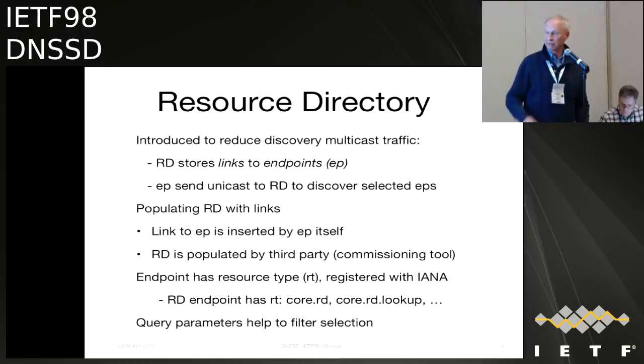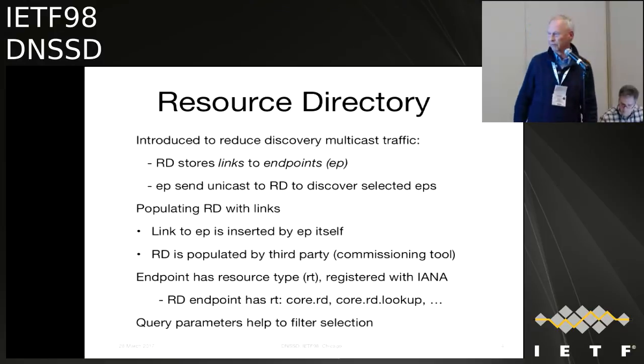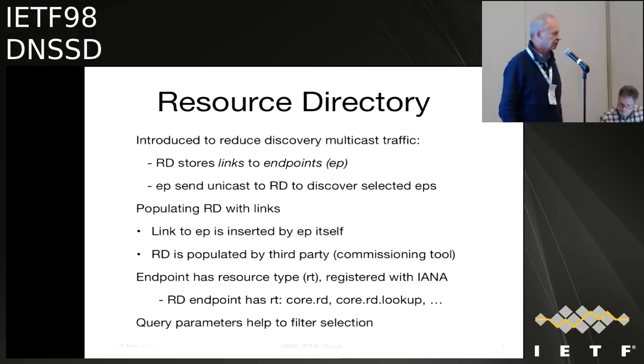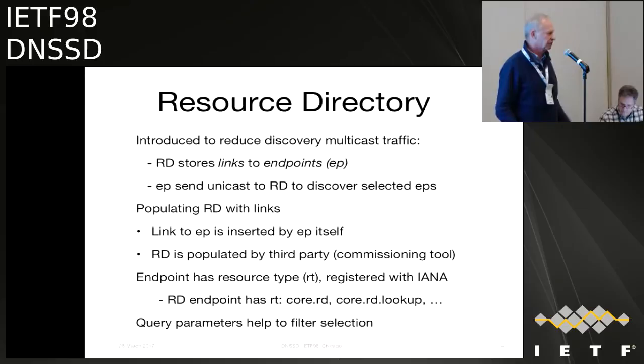The endpoint does not have a service name like for DNS-SD, but it has something called a resource type, which is registered in IANA, so you can do your discovery on the resource type, and the resource types are predefined. The resource directory itself also has, of course, a resource type, where they have the core RD, the core RD lookup, etc. Query parameters help to filter the selection. So we send out query parameters, which is very different, I think, from the DNS model.